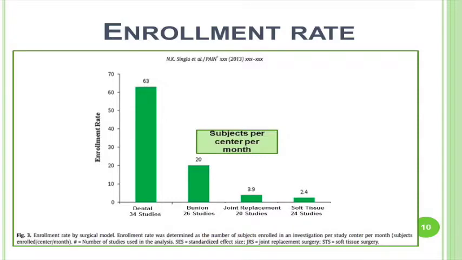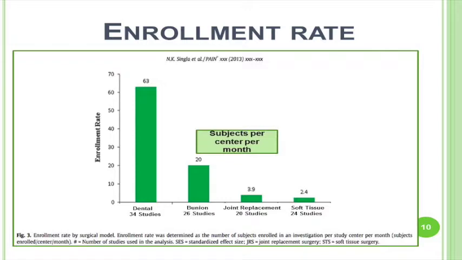This graph shows a relatively simple metric, which is enrollment rate. What we did is we just looked back at all the dental studies, bunion studies, joint replacement studies, and soft tissue studies that actually published their enrollment rates. A lot, but not all, articles will tell you the time it took to recruit the number of subjects that were recruited and how many centers were used. And if we had all of that data, then we calculated a subject per center per month number for each model. And what we found is displayed here.